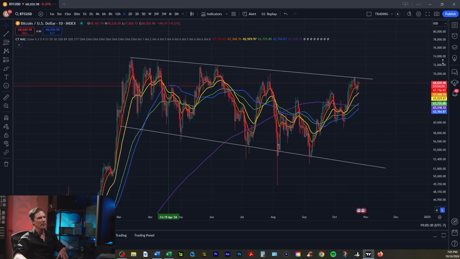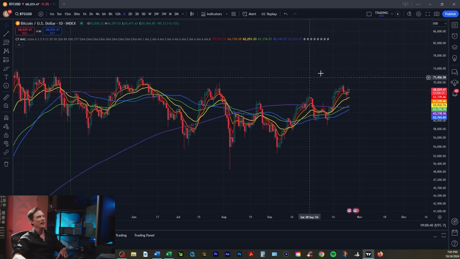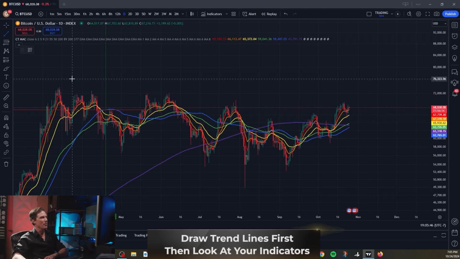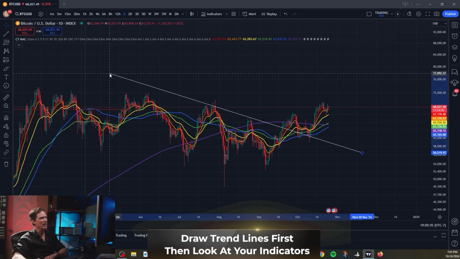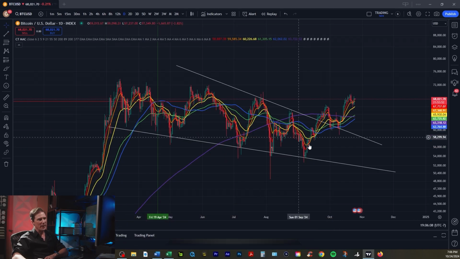Bitcoin's getting ready to freaking moon. I don't really think that this thing's going to go sideways much longer. I'm going to draw my trend lines here. What are my trend lines telling me? It pretty much tells me that there's been a change of trend.